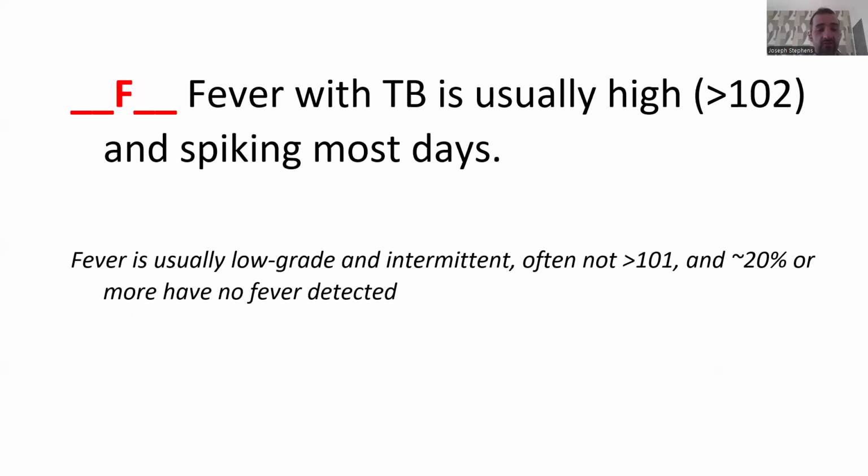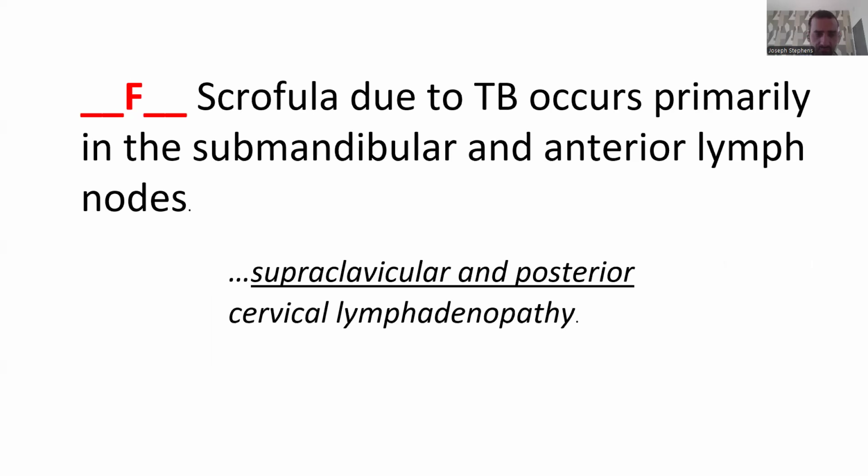True or false? Fever with TB is usually high, over 102 degrees Fahrenheit, and spiking most days. This is clearly false. Fever is usually low grade and intermittent, often not more than 101, and about 20% or more have no fever detected. So again, important to have a broad illness script.